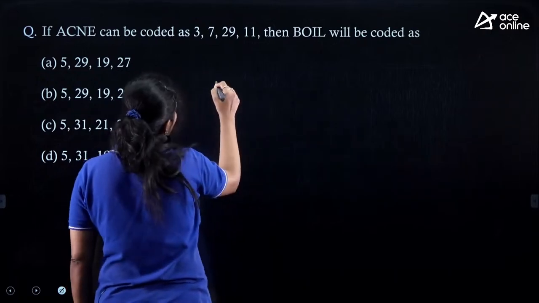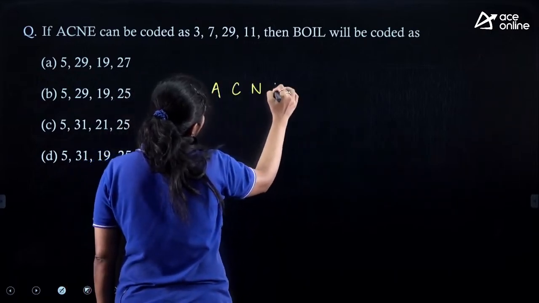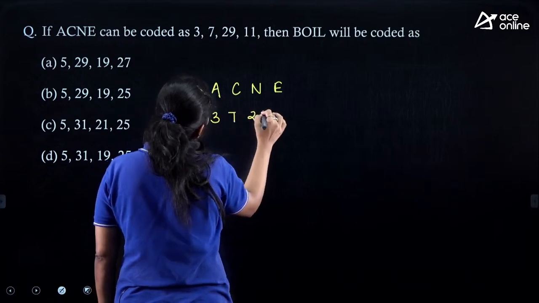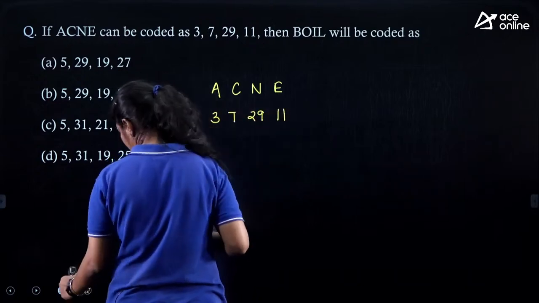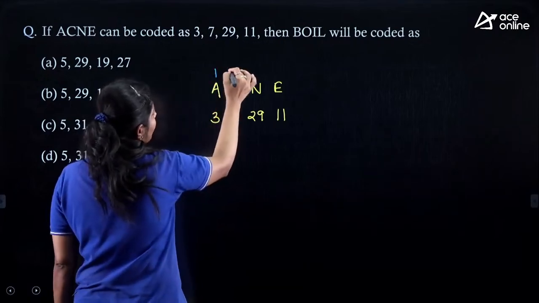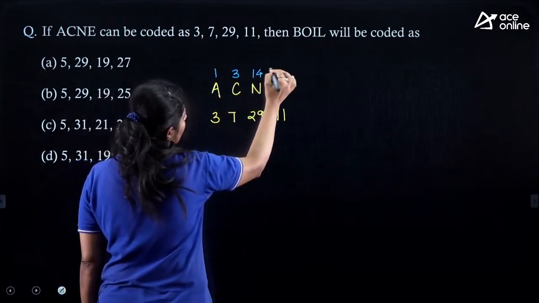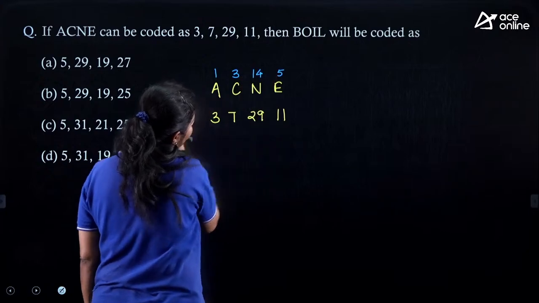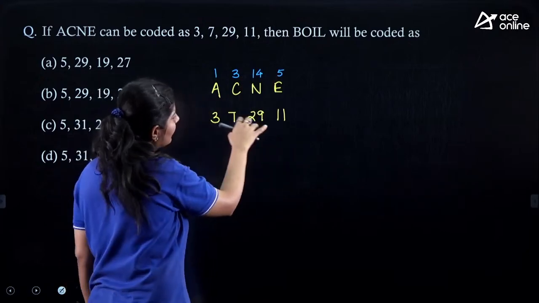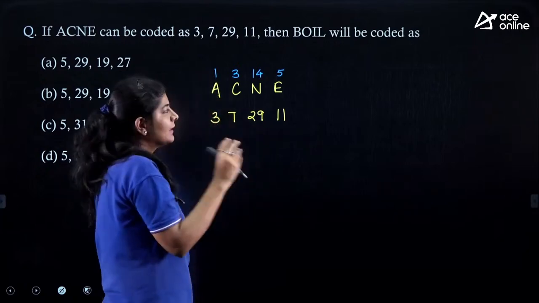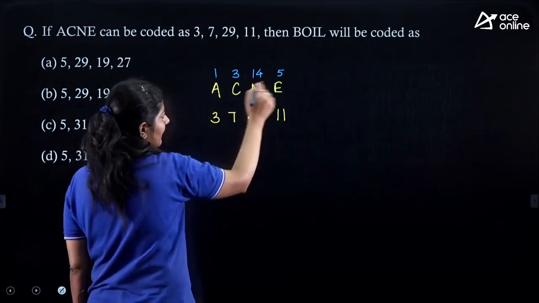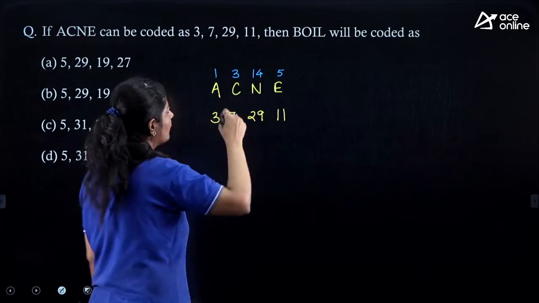So here we are having acne and it is coded as 3, 7, 29, 11. If we talk about the associated numbers, 1, 3, 14 and 5. If you observe carefully, you get to know that the numbers we are having are nothing but double of the associated number plus 1, right? Double of it and plus 1 in each of them.